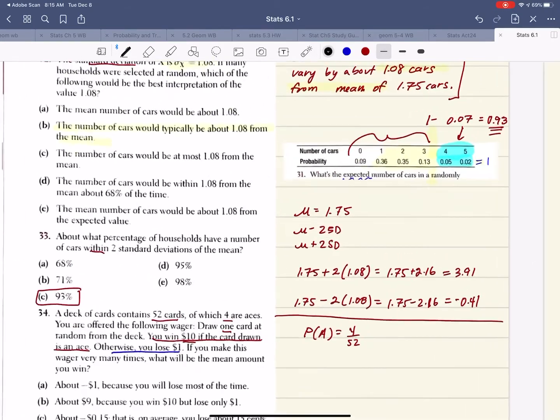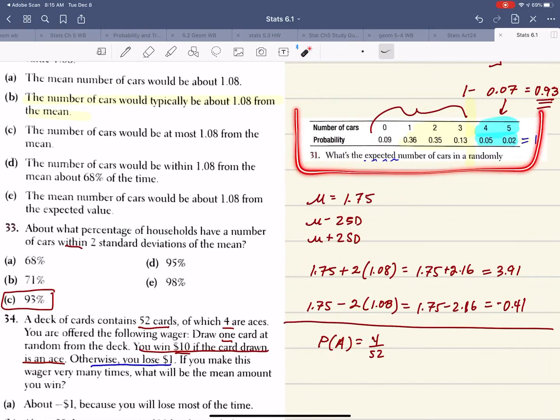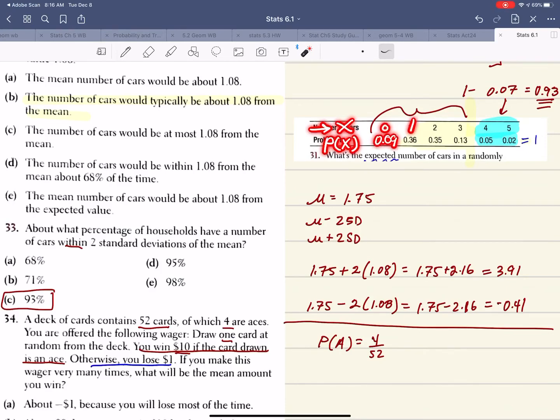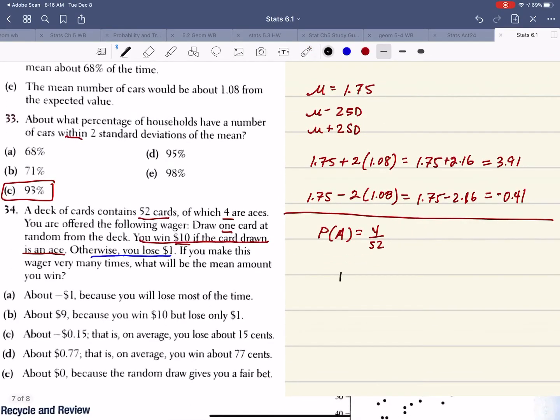And notice I need a probability table like this. And so in our notes, this is X, the number of cars, and this is the probability of X. The likelihood of having 0 cars was 9%. The likelihood of having 1 car was 36%. And so we need to create this same table where we have X and the probability of X. That will allow us to figure out, if I make this wager over and over, what will the mean amount be? What should I expect to win over the long run? What they're really asking is, what is the expected value?